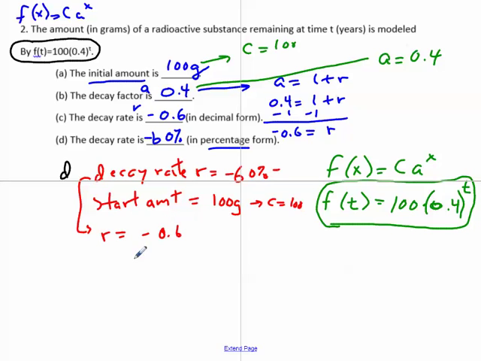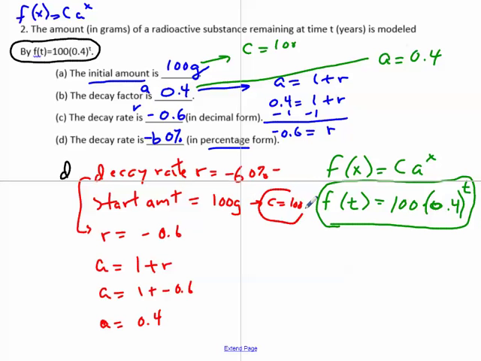R equals negative 0.6. Okay, and I've got to find my a, because in general my equation is f of x equals c times a to the x. If r is negative 0.6, then my a is related to 1 plus r. That way, a equals 1 plus negative 0.6, 1 minus 0.6, a equals 0.4. And I've got my a information. I've got my c information.